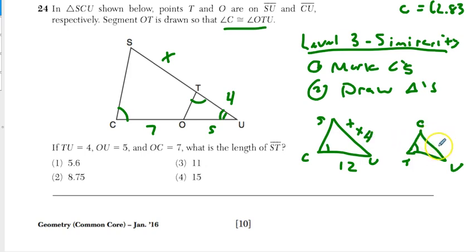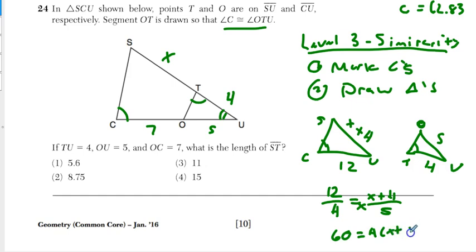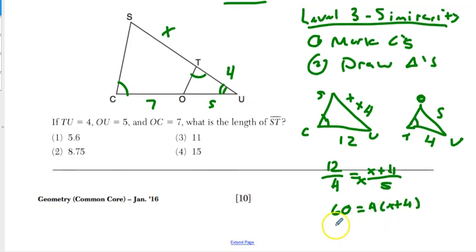And we also know in our smaller triangle that we don't know OT. We know TU is 4 and OU is 5. All right? So now that you have everything perfectly set up in your similar triangles, you could start plugging in. So we know 12 is to 4 as x plus 4 is to 5. We're going to cross multiply these, and we get 60 is equal to 4 times x plus 4. Now 60 is equal to 4x plus 16.